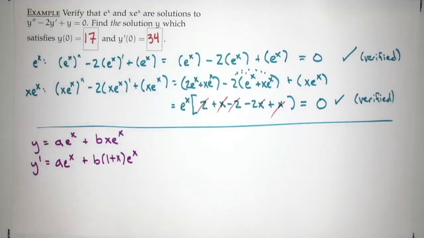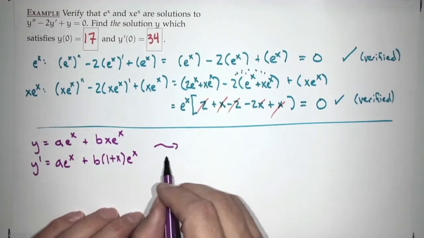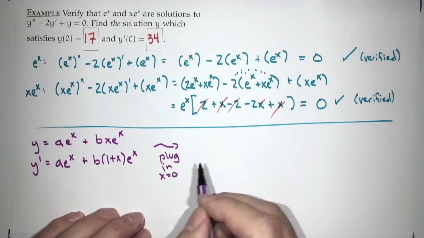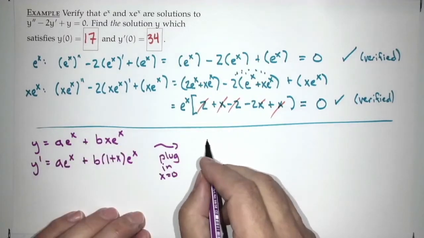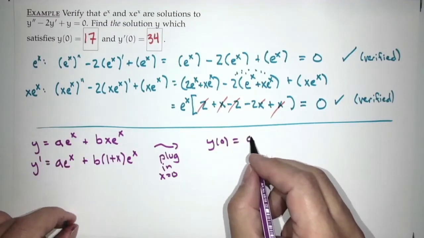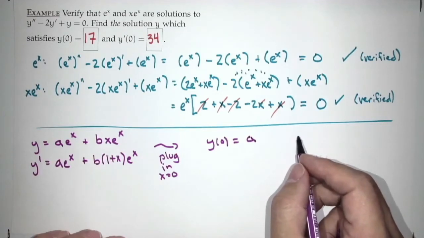All right, where do we plug in? 0. Hello, 0, our old friend. It's a great number. You've come to comfort us again. y of 0 equals a, and that's it, right? The rest goes away.